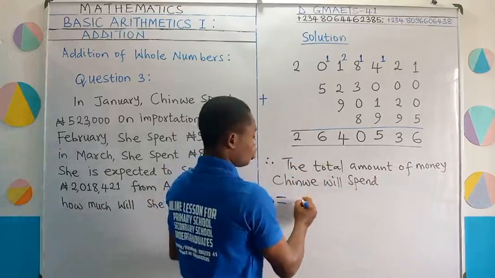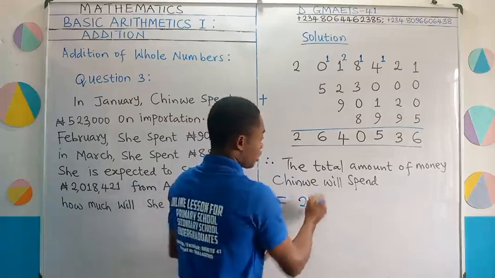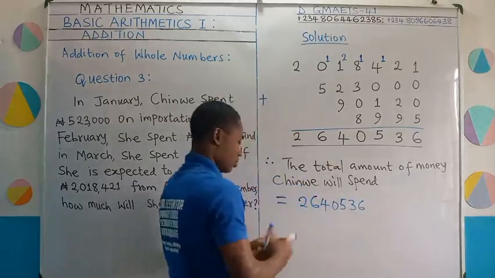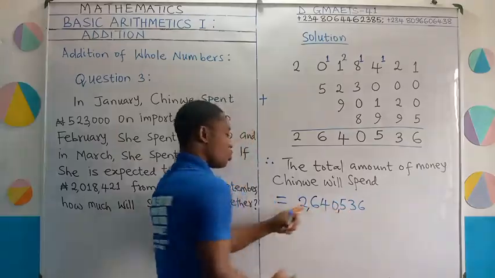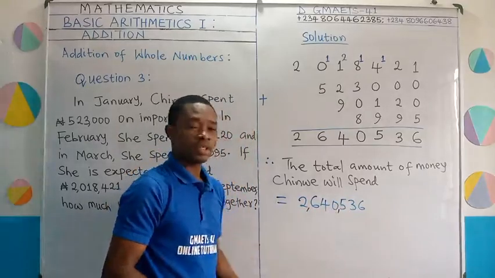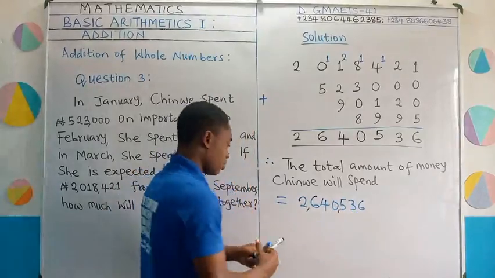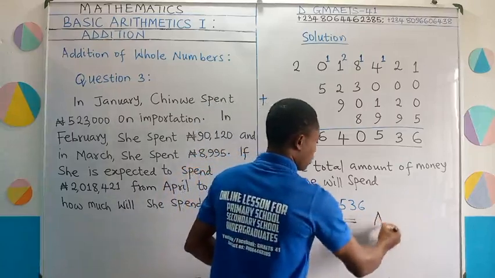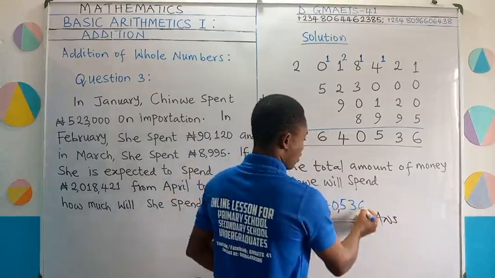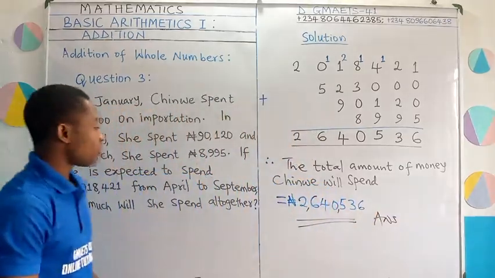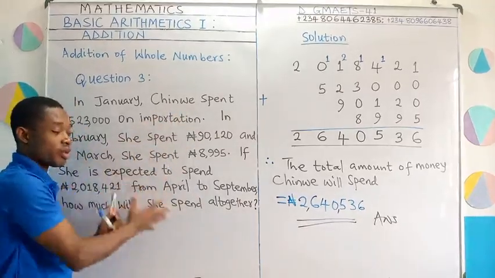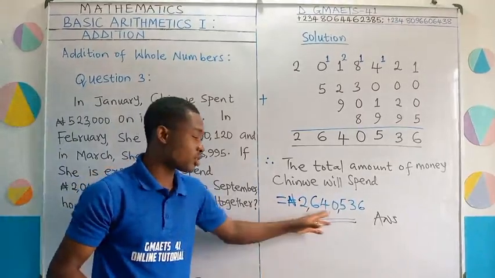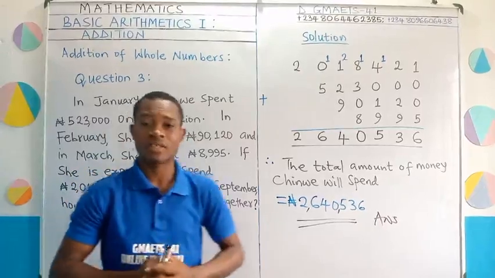So we have 2 million, okay, let me write it out, 2,640,536. And this is 2,640,536 in Naira. So this is the amount of money that Chinwe will spend altogether, of course, from January down to September. Once again, 2,640,536 Naira.